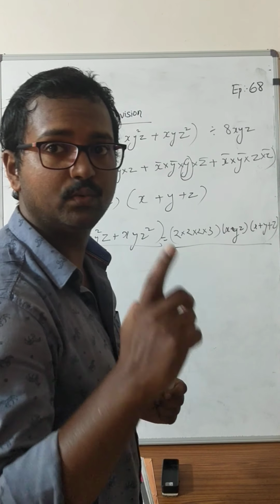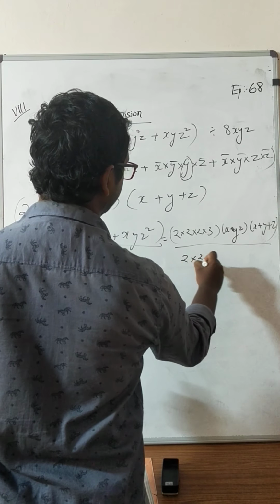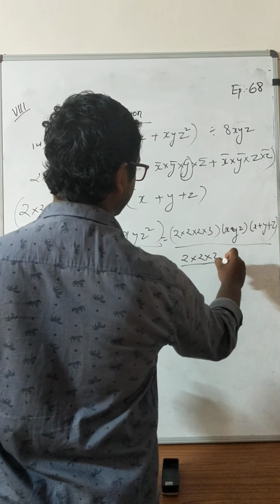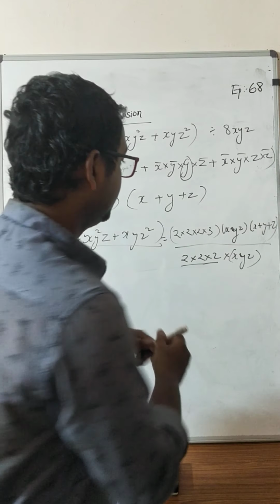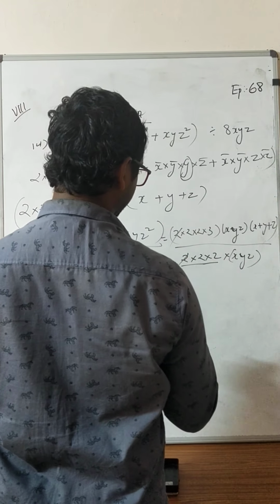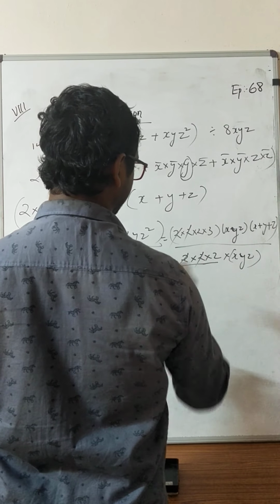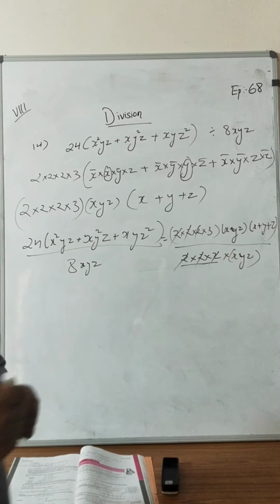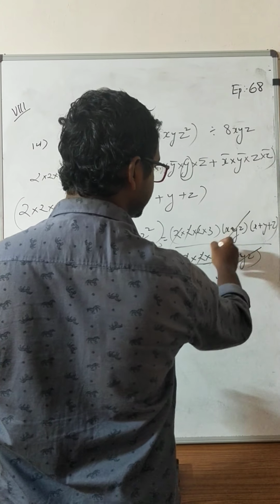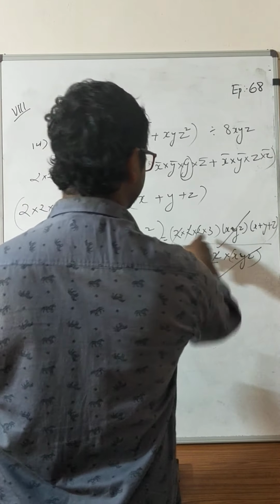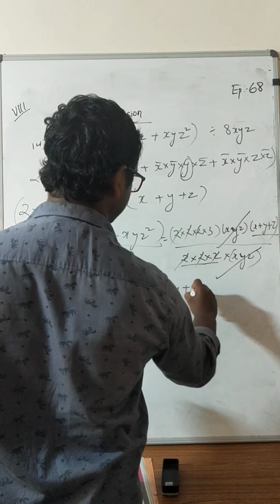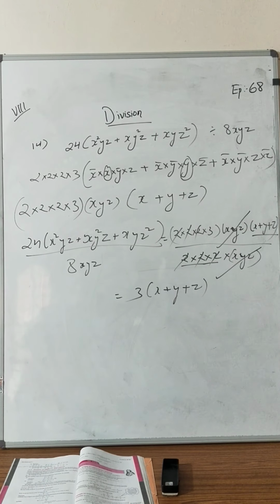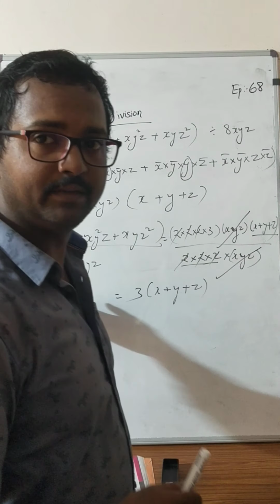What is 8? 8 is 2 into 2 into 2. See here, you can easily see this 2 and this 2 will get cancelled. This 2 and this 2 will get cancelled. This 2 and this 2 will get cancelled. And this entire xyz and this entire xyz will get cancelled. What is left? We are left with 3 and x plus y plus z.